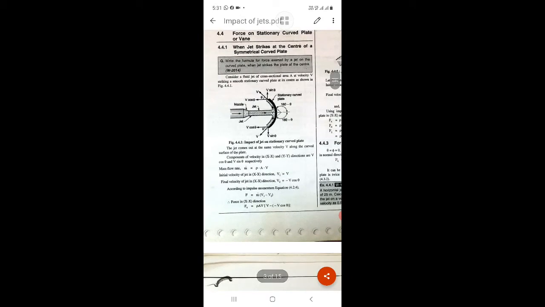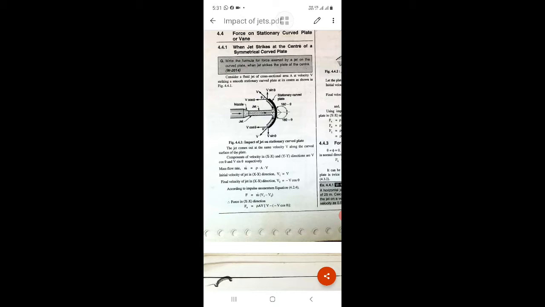Consider a fluid jet of cross-sectional area A and velocity v, smoothly impacting a smooth stationary curved plate at the center. In this diagram there is a nozzle and a jet. 180 minus theta is the outlet angle, theta is the inlet angle. That is a curved fixed plate, but the plate is fixed. So there are two directions, v sin theta and v cos theta. The jet comes out with the same velocity v along the curved plate in the x and y directions, that is v cos theta and v sin theta.